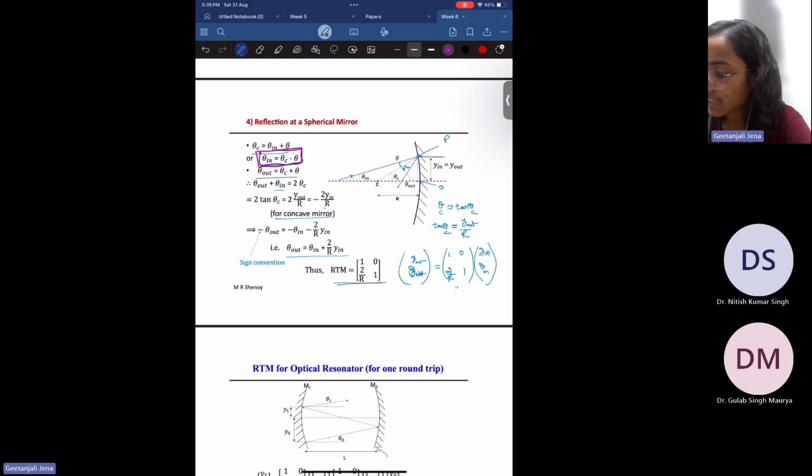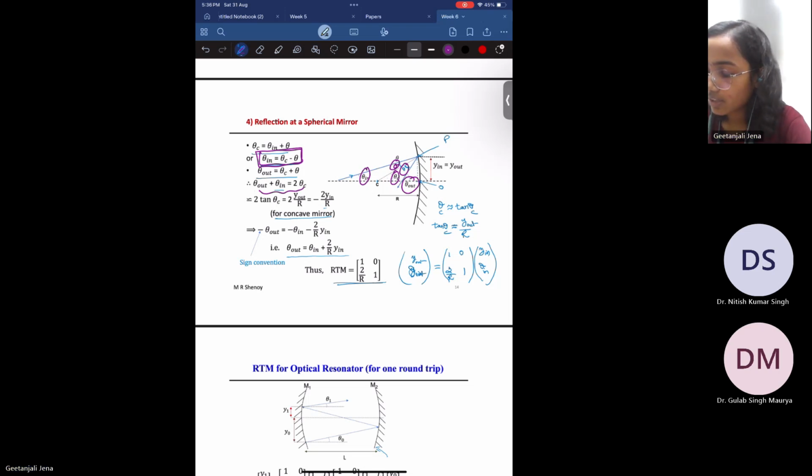So theta C is equal to this angle plus this angle. That means theta in is theta C minus theta, and theta out is theta C plus theta. Now if we sum theta out and theta in, we'll get 2 theta C.